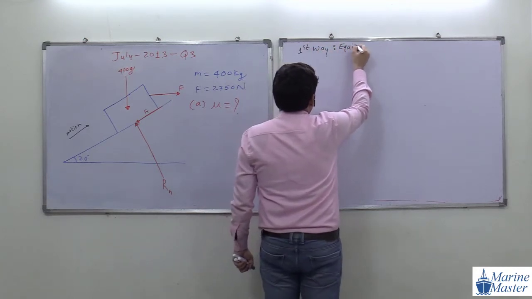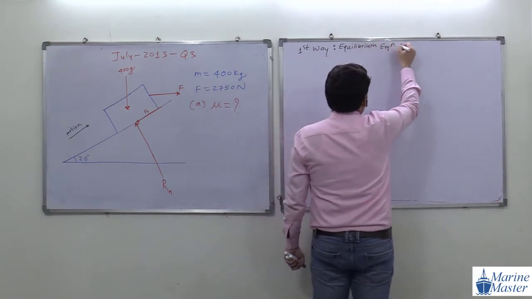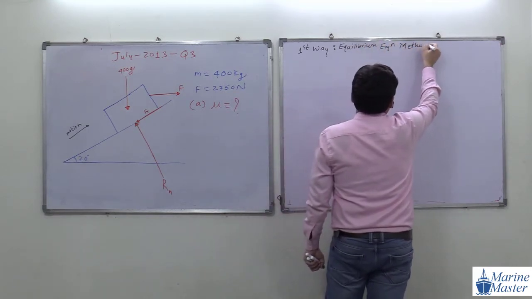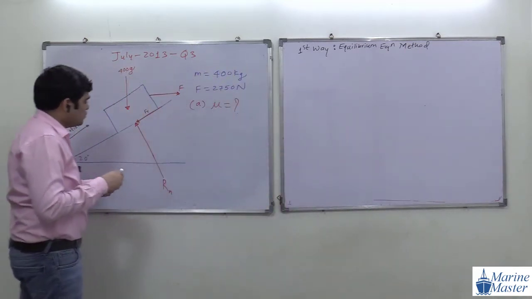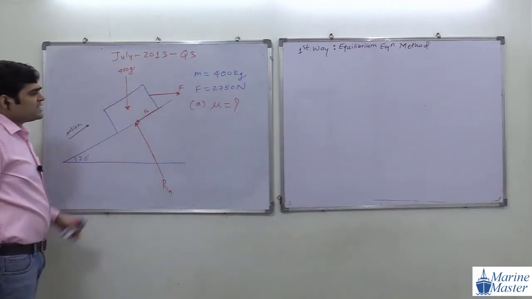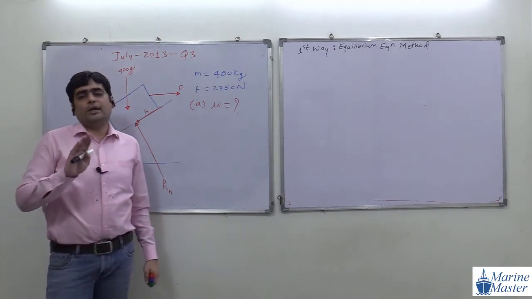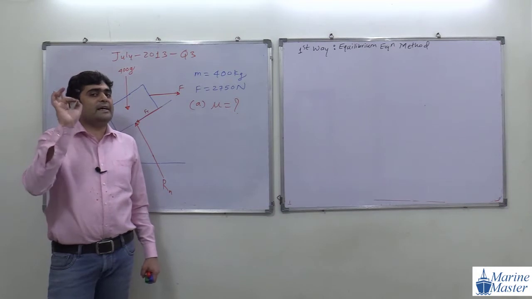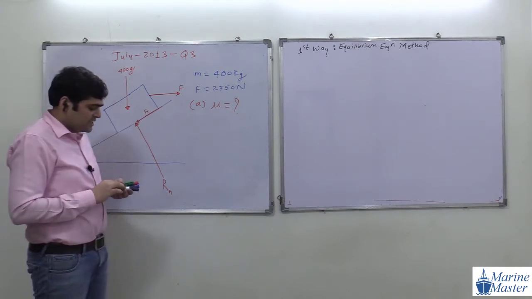Equilibrium equation method. That is our first way. Now how to deal with that way? For such a scenario, the x and y directions are not horizontal and not vertical. How to take the x and y directions in such a scenario?